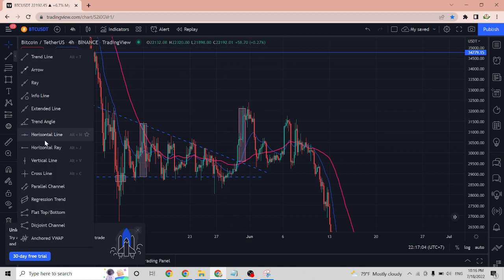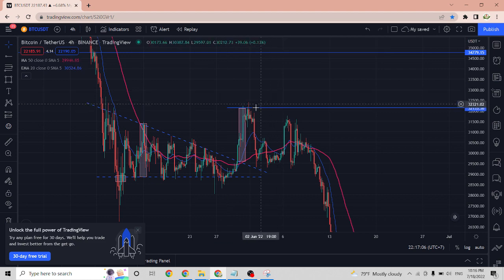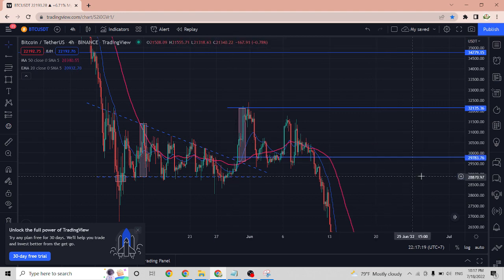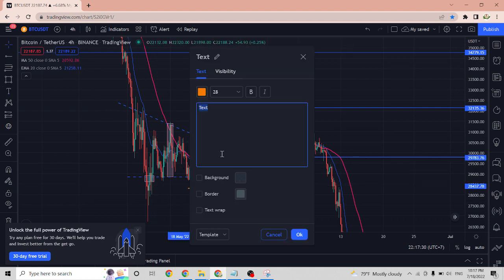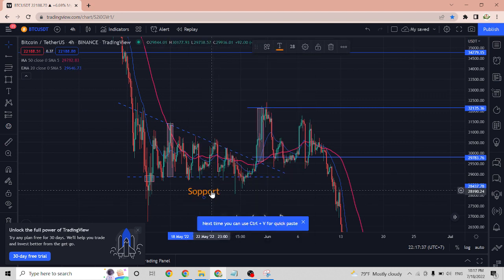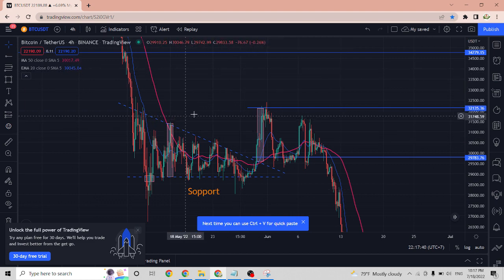Okay, look at this line. So this is where you sell it, 32135. So you can buy at the breakout of resistance here, 29783. That's super cool. So I will write this for you. This is a support, and then this is a resistance.